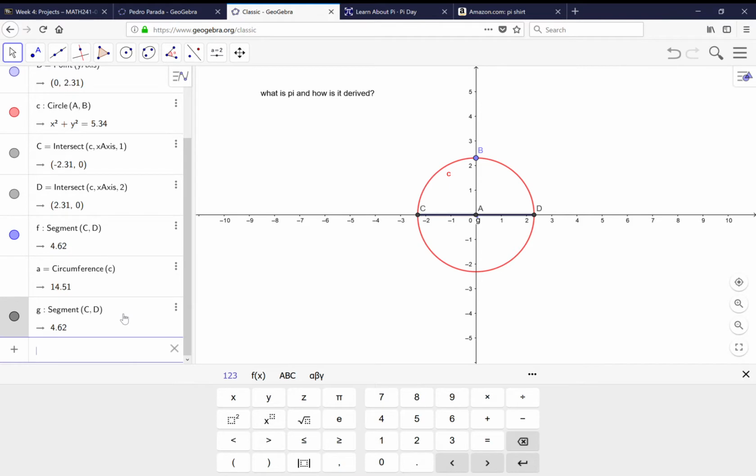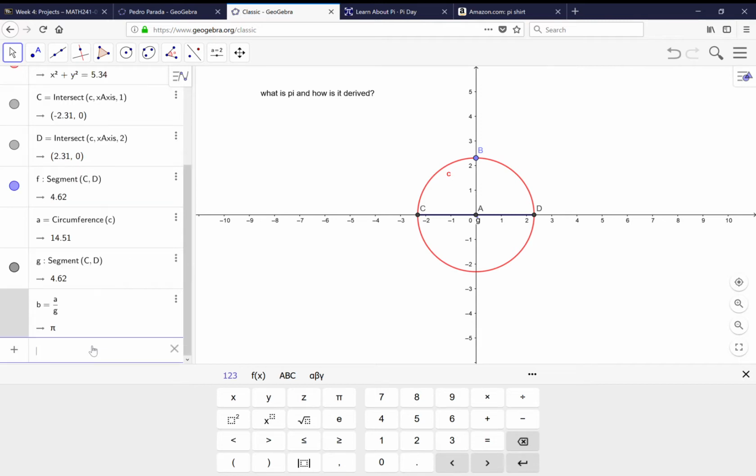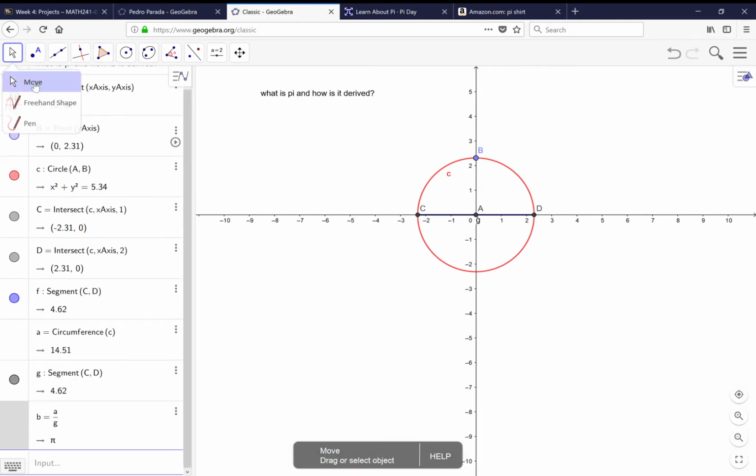To derive pi, we know that there's some relationship between the segment and the circumference of a circle. So let's divide A, which is right there, by G, because that's the measurement of our segment, our diameter, CD. This is going to give us pi. Now, does this always work for any circle and with any diameter and any circumference? And the answer is it should work.